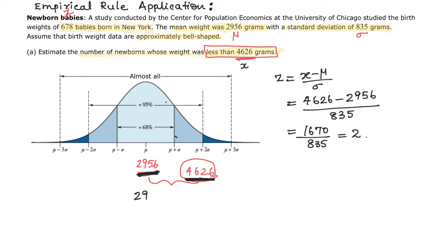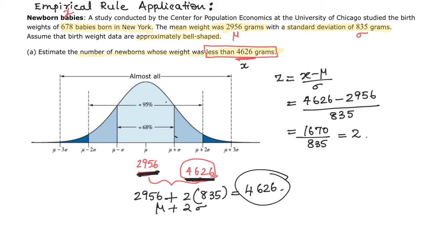That means 2956 plus 2 times sigma, 835, is equal to 4626. So mu plus 2 times sigma is this value. And from the empirical rule, we know that 95% of the data falls within 2 standard deviations of the mean. Since this is saying less than this value, that is 95%, and there is a small percent here too, so we need to calculate that.